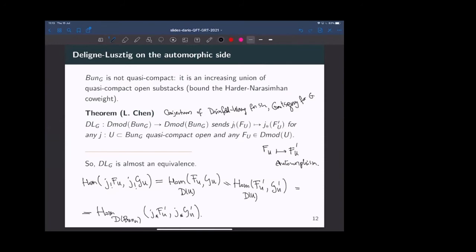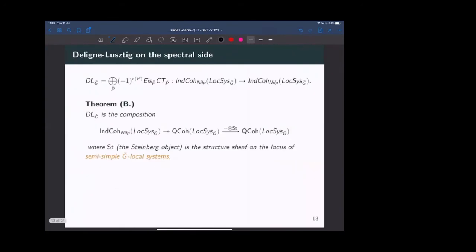And actually any object whatsoever can be written as a combination of shriek extensions. So this is very close to being fully faithful, but we'll see that it is not. To see that, let's perform the same construction on the spectral side. On the spectral side, we can do formally the exact same thing. I have constant term and Eisenstein series. I combine them. I do this alternating sum, which is not an alternating sum, it's a colimit. And I have a functor from IndCoh to IndCoh.